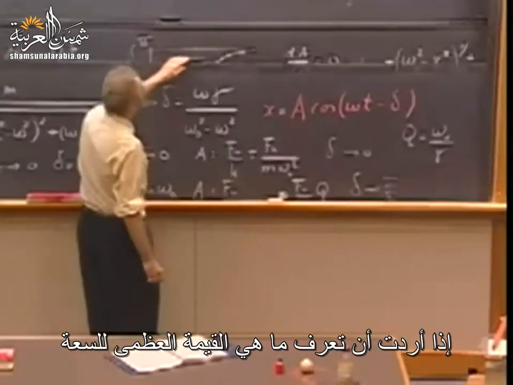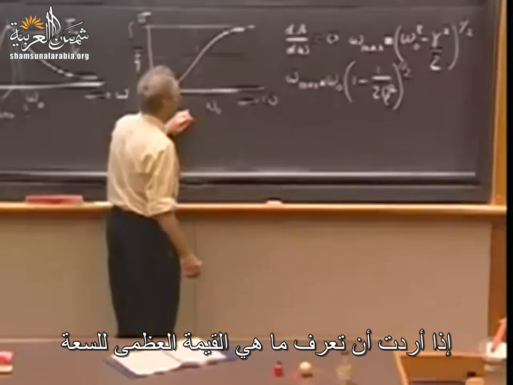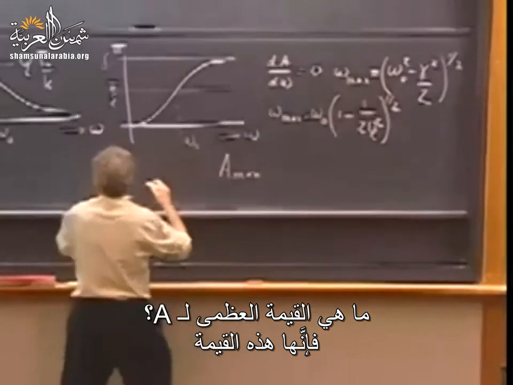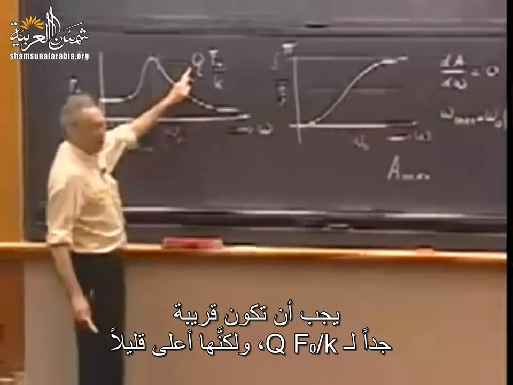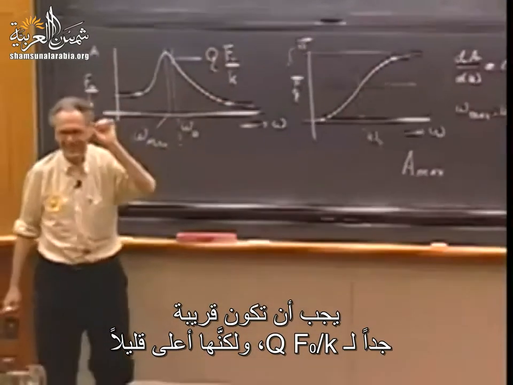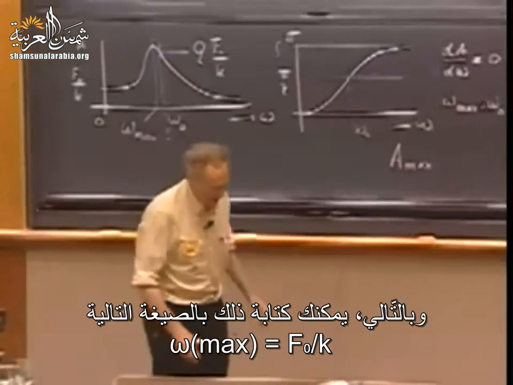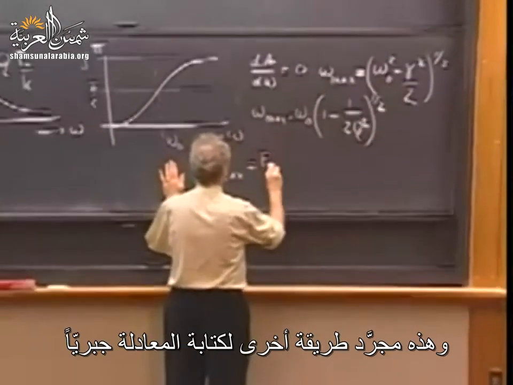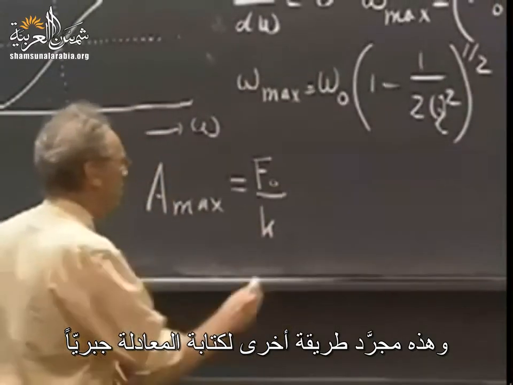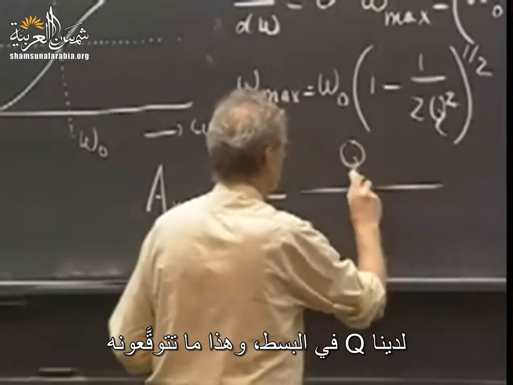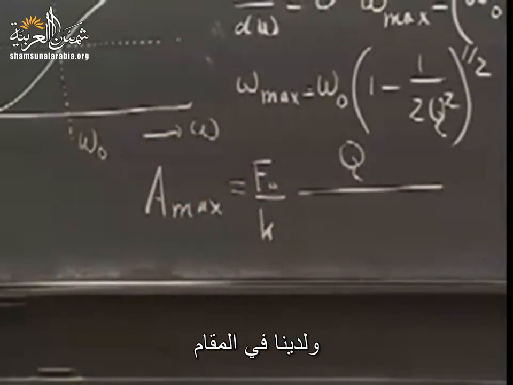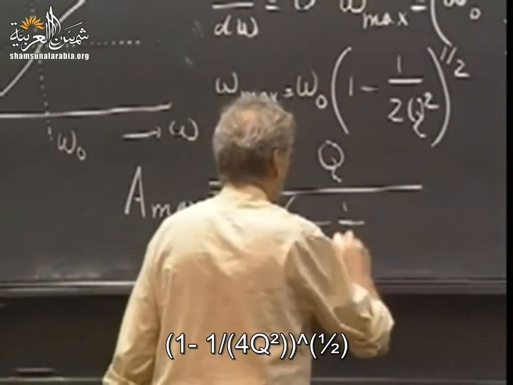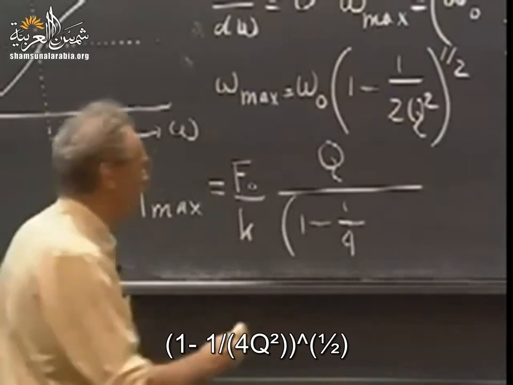If you want to know what the maximum amplitude itself is, so what A max is, it must be very close to Q times F0 over K, but it's a little higher, then you can write that in the following form. And that's just a matter of algebraic manipulation. And you get a Q here, which you expect. And then downstairs, you get something like this, 1 minus 1 over 4 Q squared, to the power 1/2.